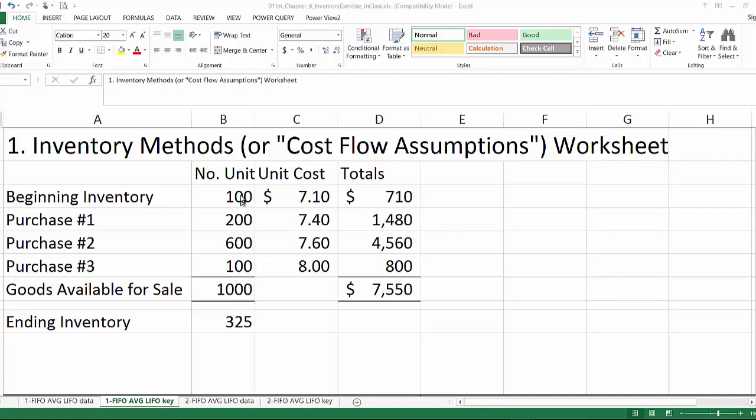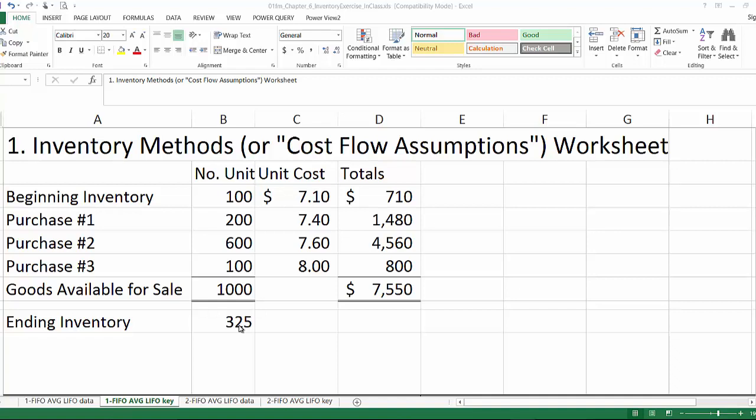So adding up the beginning inventory plus all the purchases during the year leads to a total of goods available for sale of 1,000 units at a total cost of $7,550. However, our physical count shows that we have on hand now only 325 units. That means that 675 units were sold.